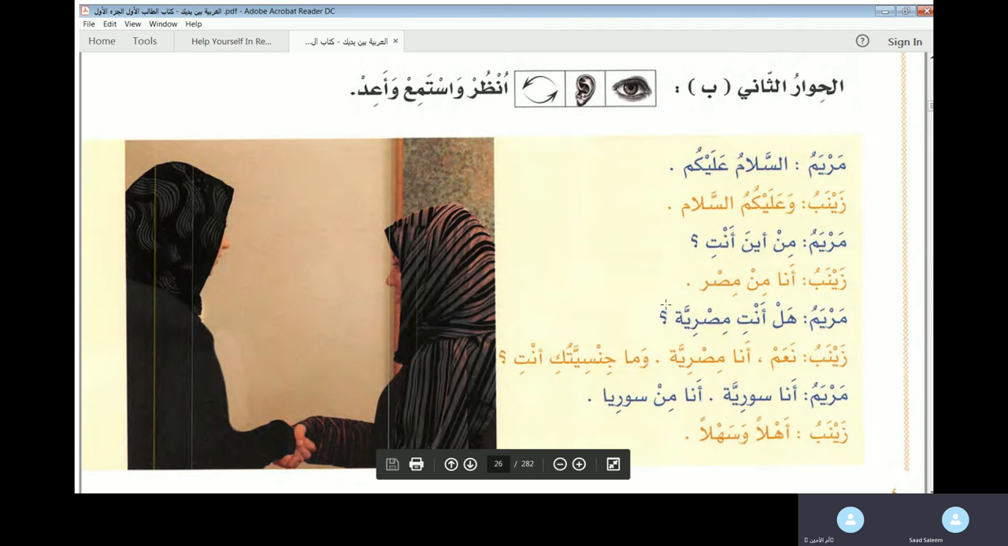Welcome. So, to show the nationality of a female, we add ya and ta marbuta at the end. So, Misr will become Misriya. Misriya means Egyptian woman. In the next word, we already have a ya, so we just remove the alif and add ta marbuta. It becomes Suriya. Suriya means Syrian woman.